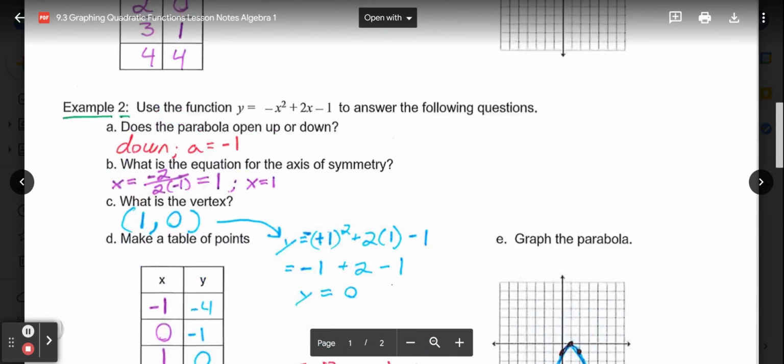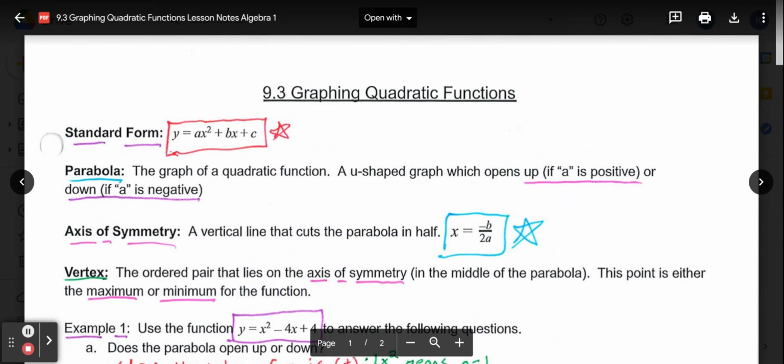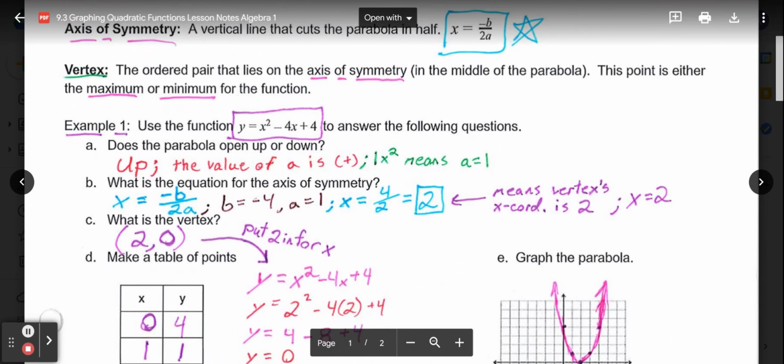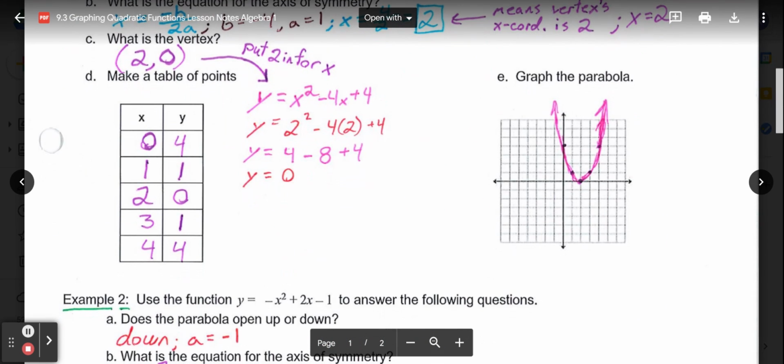So the key to this lesson comes back to really understanding the standard form, how we find the axis of symmetry, which allows us then to find our vertex, and then plugging in 4 other points for x to get your y values.